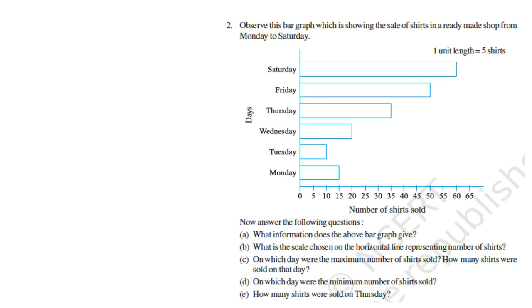Now see, I am showing you one question. There is a bar graph. This is a horizontal bar graph. Observe this bar graph which is showing the sale of shirts in a ready-made shop from Monday to Saturday. On the x-axis, that is the horizontal line, the number of shirts sold is given, and on the y-axis the days are given. Now see, it is given here. Let me show you.